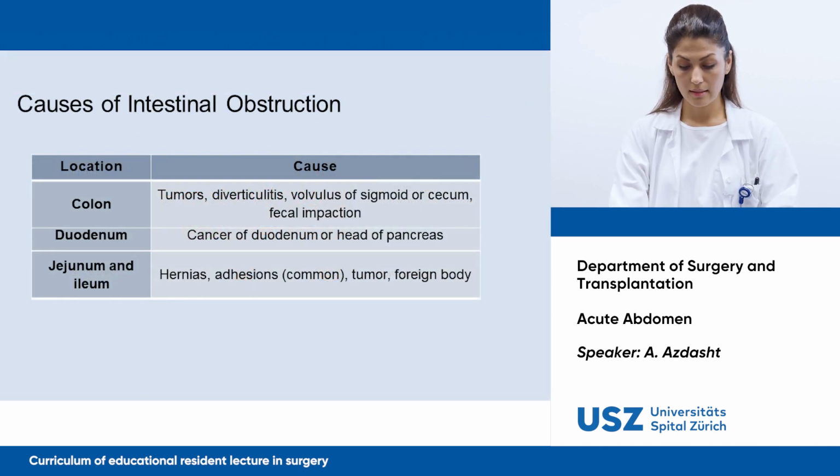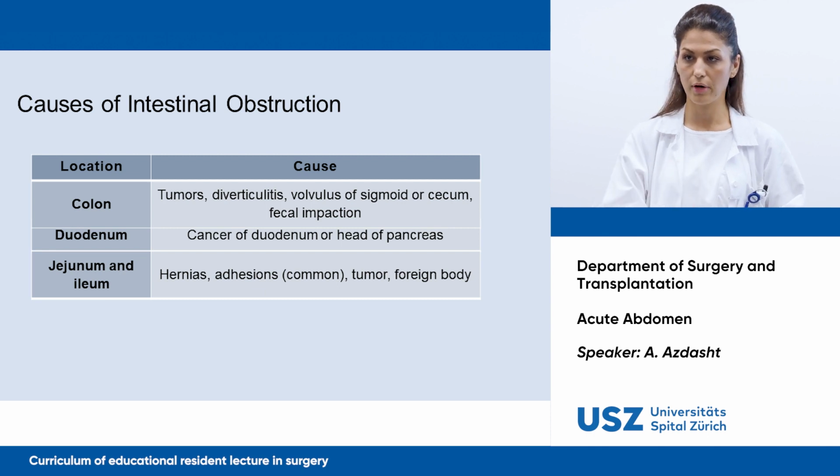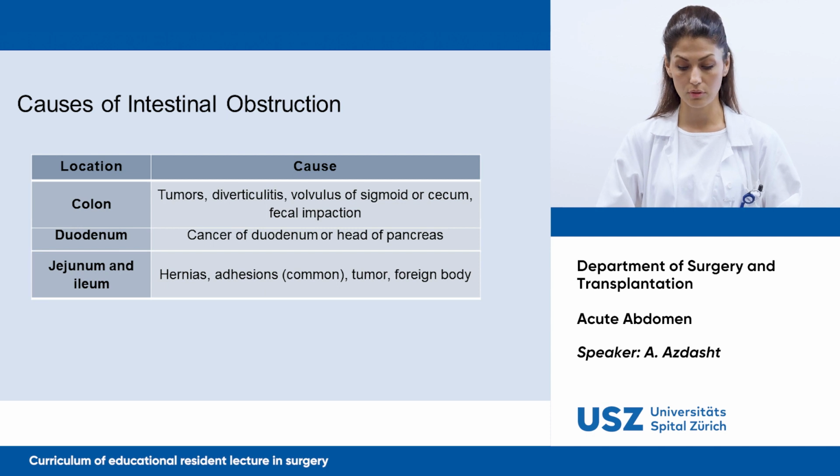You can also find an obstruction in the duodenum due to a tumor of the duodenum itself or of the head of the pancreas, causing a compression of the duodenum due to the topography. And the reason for jejunal obstructions often are incarcerated hernias, can also be due to tumors or adhesions due to prior surgery.